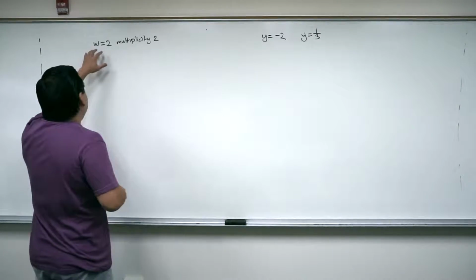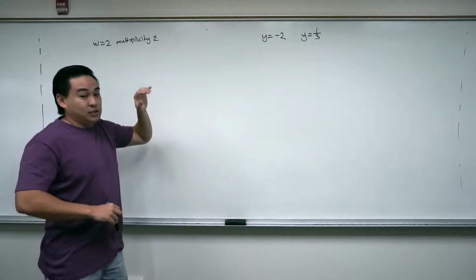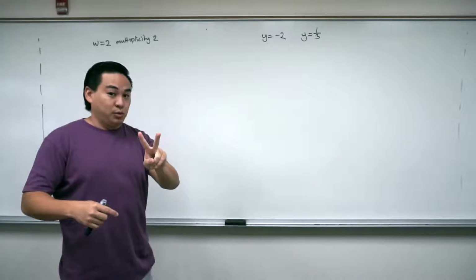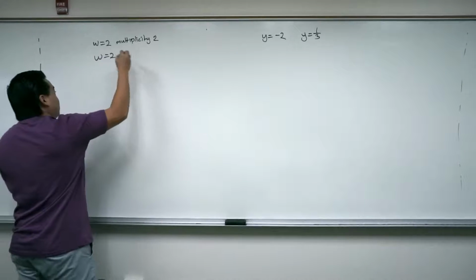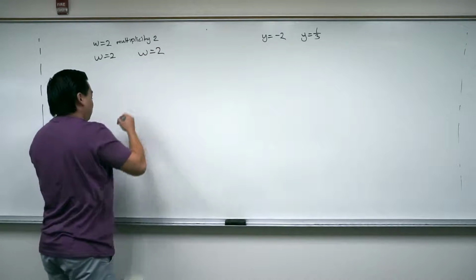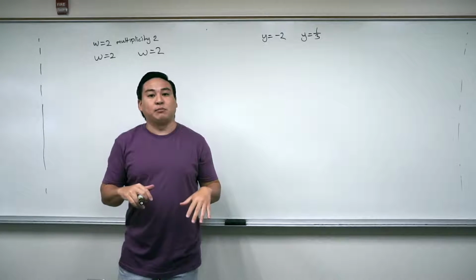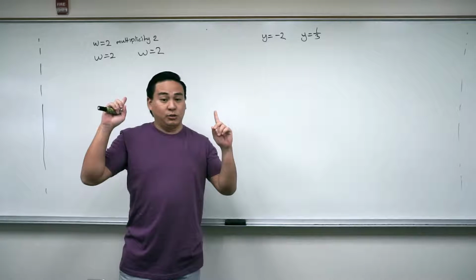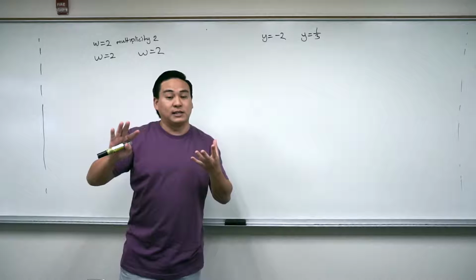So let's start off with assuming that the root is w equals 2 with multiplicity 2. So remember, multiplicity 2 says that that root happens twice. So really, we have w equals 2 twice. Now, what we did at the very last step when we had factors, right, was we took that equation and we moved everything over to the left side so that the right-hand side could be 0.